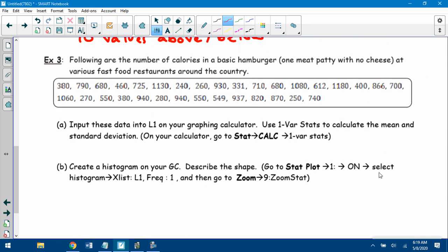Number 3 says, following are the number of calories in a basic hamburger, one meat patty with no cheese, at various fast food restaurants across the country. Okay, so we've got lots of data. If you count it up here, there's actually 32 data values. That can help you when you're inputting. Part A says, input these data into L1 on your graphing calculator. Use one variable stats to calculate the mean and standard deviation.